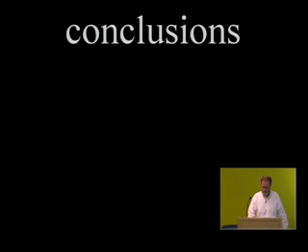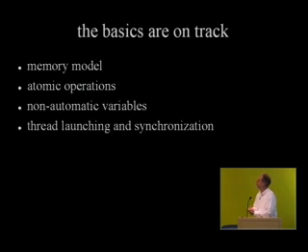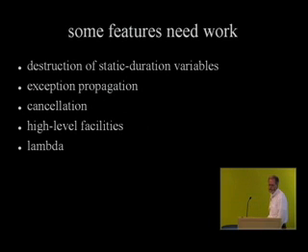So the conclusions are, the basics are on track. Most of the core language stuff, we could probably go with what we have today. We are still fine-tuning it, maybe trying to loosen the model in certain places so that we can support more loosely coupled hardware. And the basic model for launching and dispatching threads and synchronizing, all of that is there. We're still working on detailed syntax and detailed semantics, but we're basically on track there. Some of the features need work, like this destruction we talked about, to make sure that we're right there, making sure the exception propagation is solid, and getting these cancellation, lambda, the higher level issues in. That's where we've got the biggest work ahead of us.